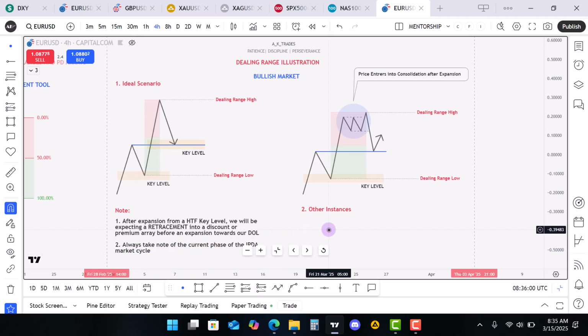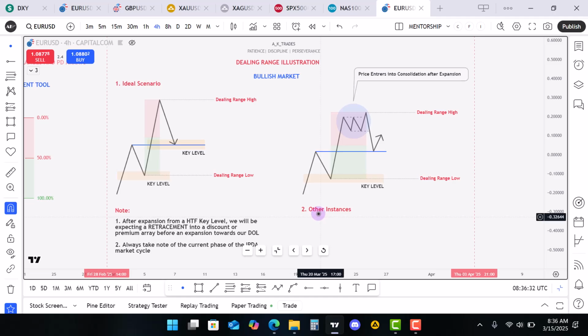So those of us who do not understand the EBITDA market cycle, I made a video on that some weeks back, and I'll share the link at the end screen of this particular video so that you can also go through and equip yourself with the EBITDA market cycle, because it is very essential when it comes to choosing the right dealing range, because you have to know the current phase of the market and apply them as such.